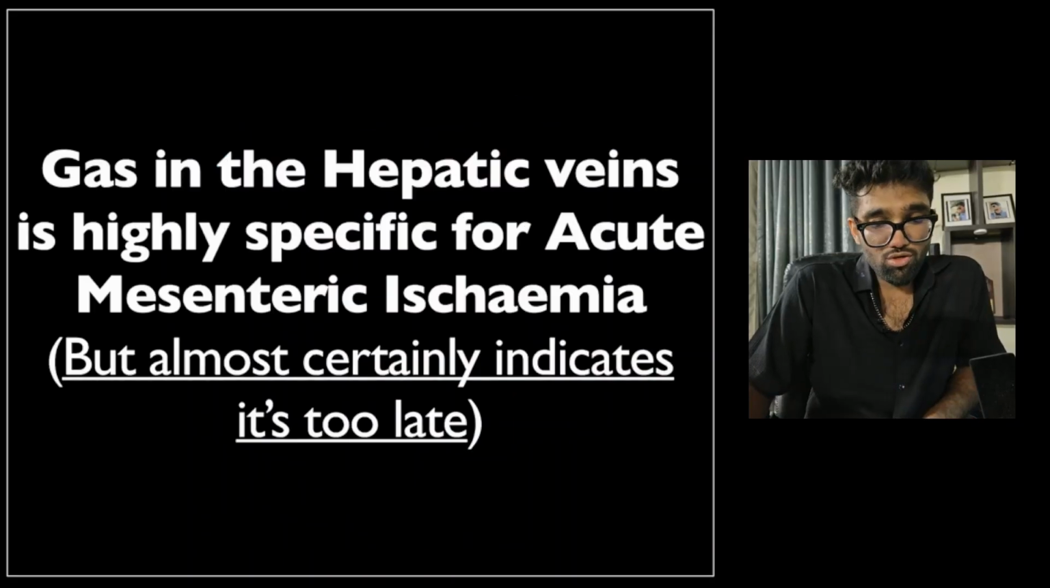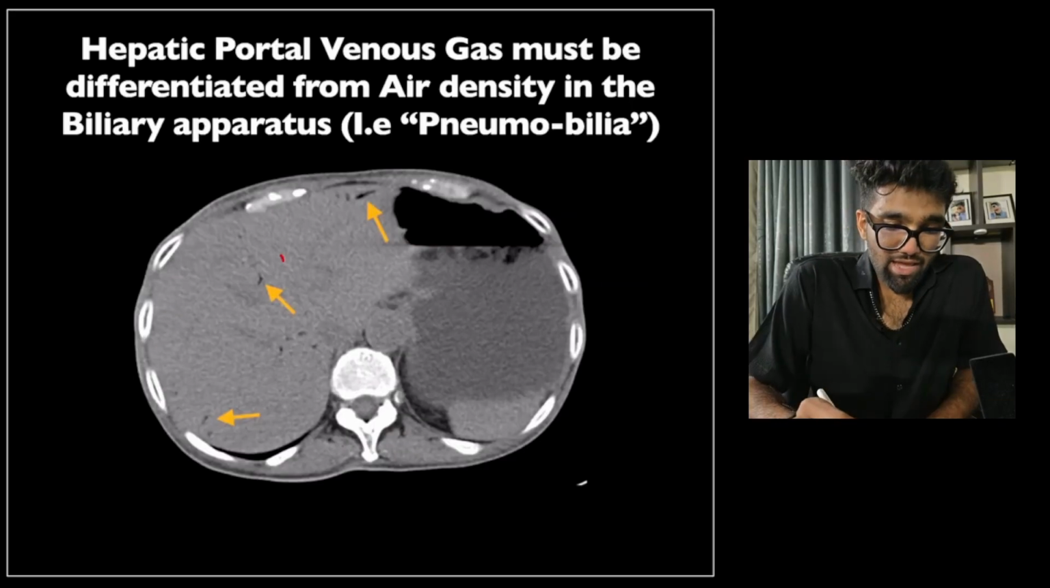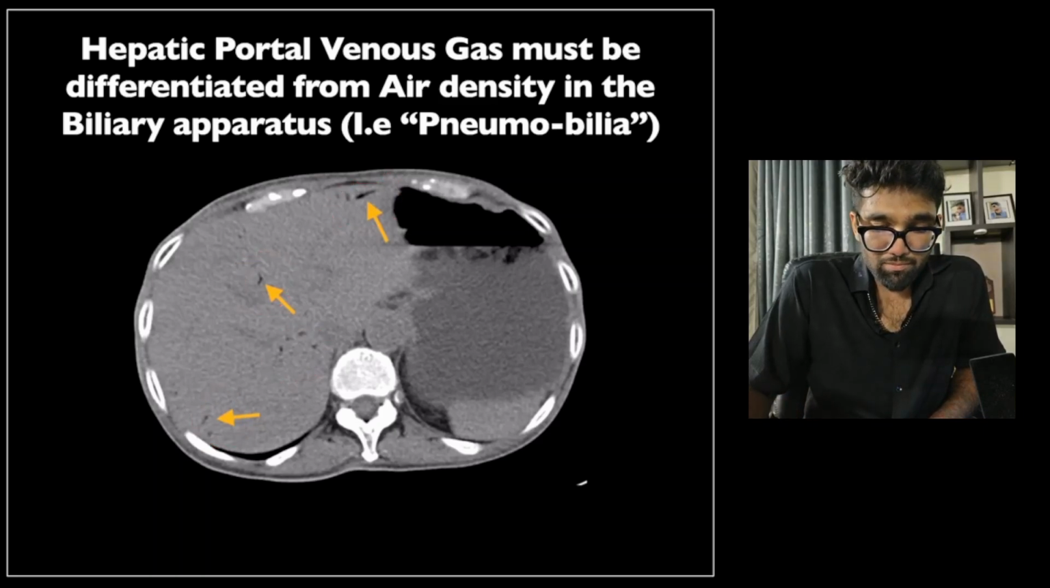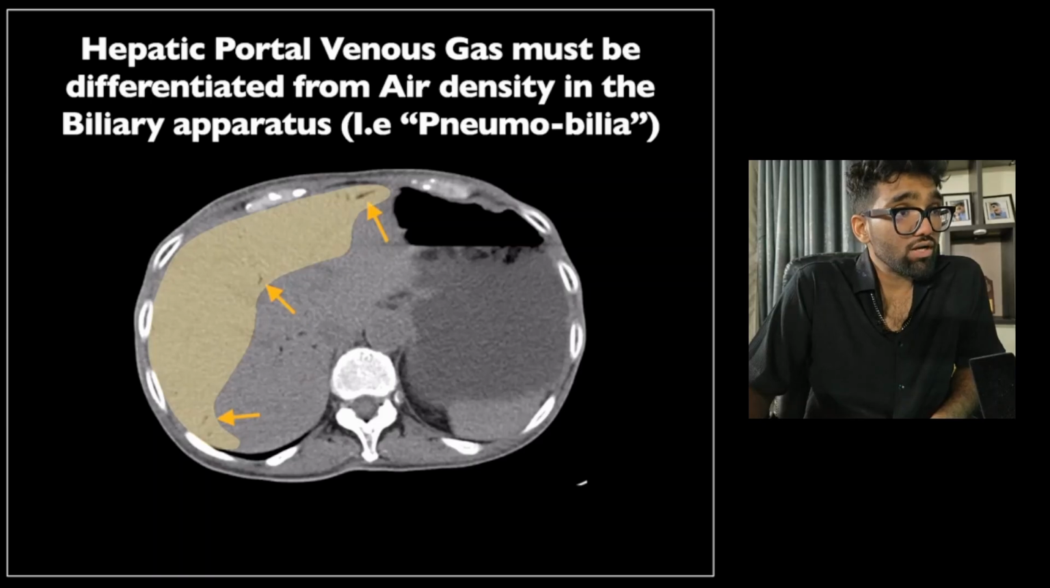So now talking about gas in the hepatic veins, this is highly specific for acute mesenteric ischemia, but it indicates likely that the patient is not going to survive. So you can't really depend on this clinically. As you can see, there is air within the liver here, but it's mostly in the outer half of the liver. Okay, so it's within the outer half of the liver.